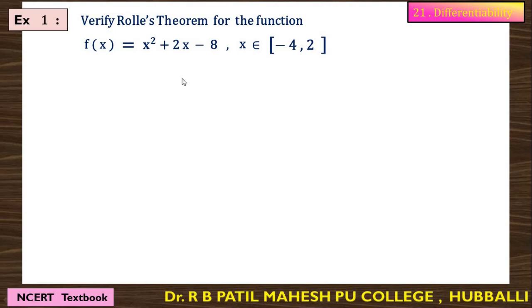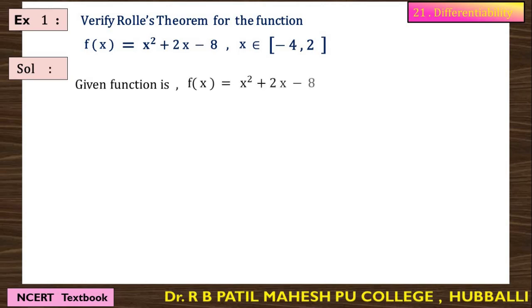Now first let me discuss the 3 points. First is continuous, second is differentiable or not, the third one is f of a is equal to f of b. So always for the example or for the function, we have to check these 3 points to verify Rolle's theorem. So let me first take the given function, f of x is equal to x square plus 2x minus 8. Now let me discuss the continuity.